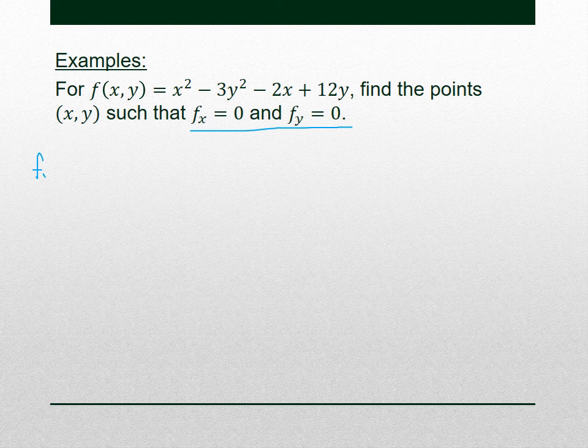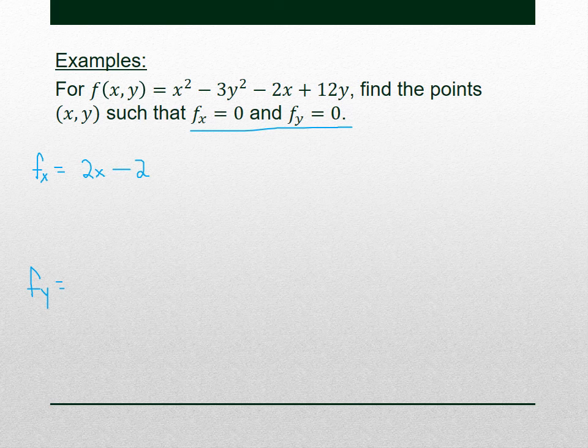So if we're looking for all the points where these are both 0, then we better find fx and fy. So what's the partial with respect to x? Well, x squared becomes 2x. The minus 3y squared doesn't have an x in it. We'll treat y as a constant. It's going to go away. Minus 2x, we'll get minus 2. And plus 12y, no x in it. We treat y as a constant. That goes away when you take the derivative.